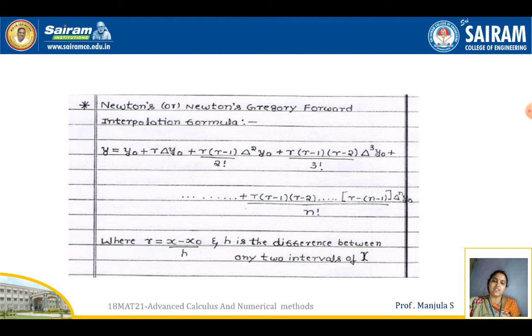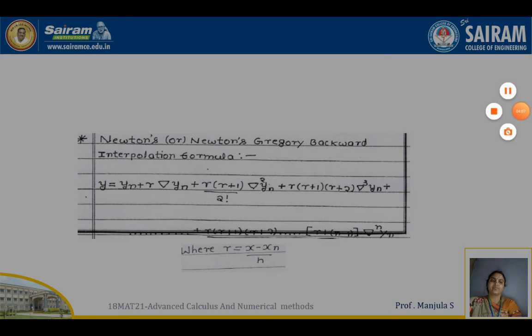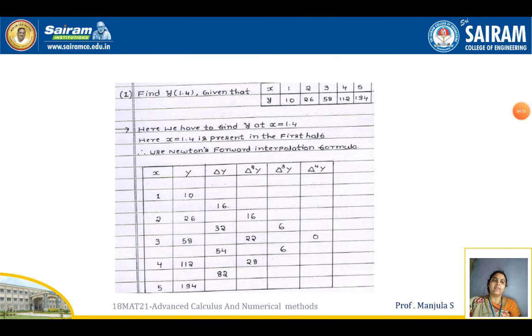Here h is the difference between two consecutive values of x, and x0 means the first value of x. Similarly, Newton's backward interpolation formula is: y equals yn plus r nabla yn plus r into r plus 1 by 2 factorial nabla square yn plus r into r plus 1 into r plus 2 by 3 factorial nabla cube yn and so on. Here r is x minus xn divided by h.